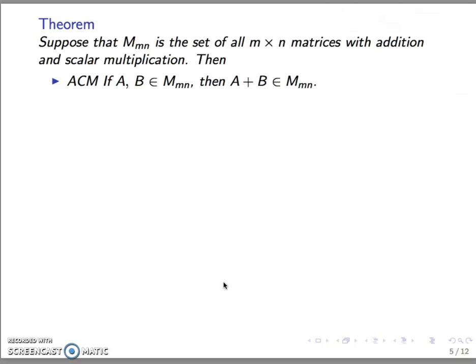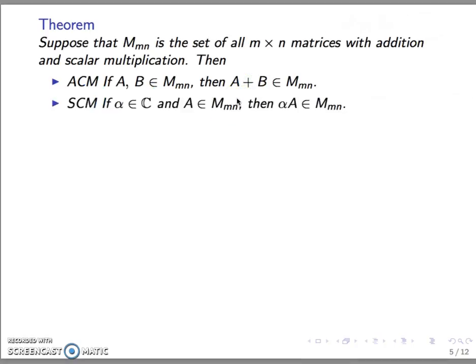The first property has to do with closure. If you add two matrices that are already members of this set M sub mn, the new matrix A plus B is also a member. It's inside that set. It doesn't leave the set. So in that sense, the first property has to do with what we call mathematical closure. This operation, addition of matrices, is closed, or the set is closed under addition.